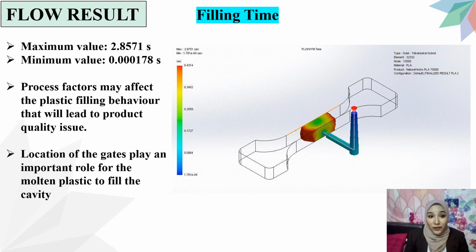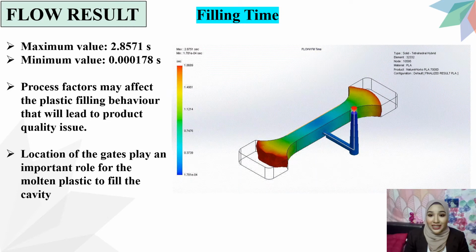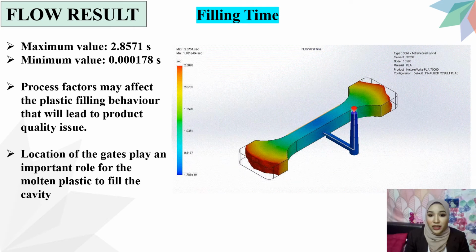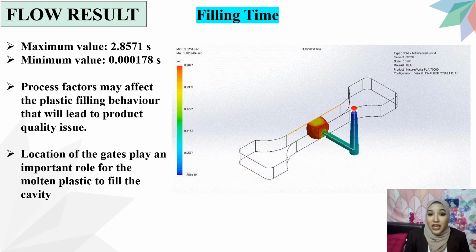First is the flow result, filling time. The result indicates that the molten plastic has successfully filled the dog bone model with a maximum filling time of 2.8571 seconds and a minimum of 0.00178 seconds. Process factors such as injection pressure, filling, packing pressure, melt temperature, mold temperature, and coolant temperature may affect the plastic filling behavior, which will lead to product quality issues.